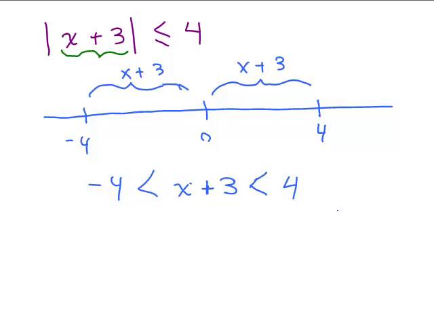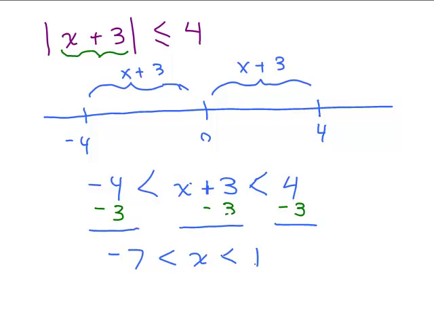So now we have this compound inequality to solve. So let's subtract 3 from all 3 parts here. And we get -7 is less than x is less than 1. Remember, the goal is to solve for x, not to solve for x plus 3. And I forgot to put the less than or equal. There we go.